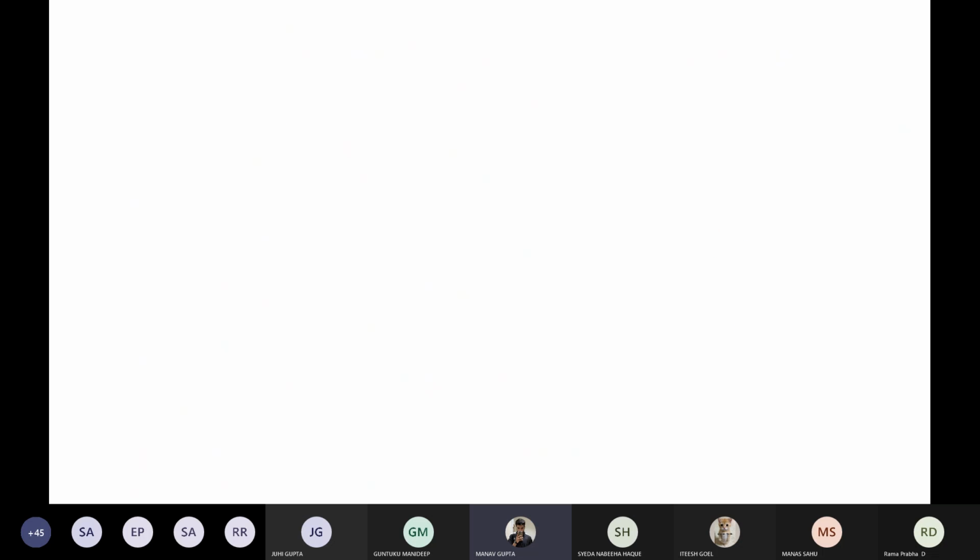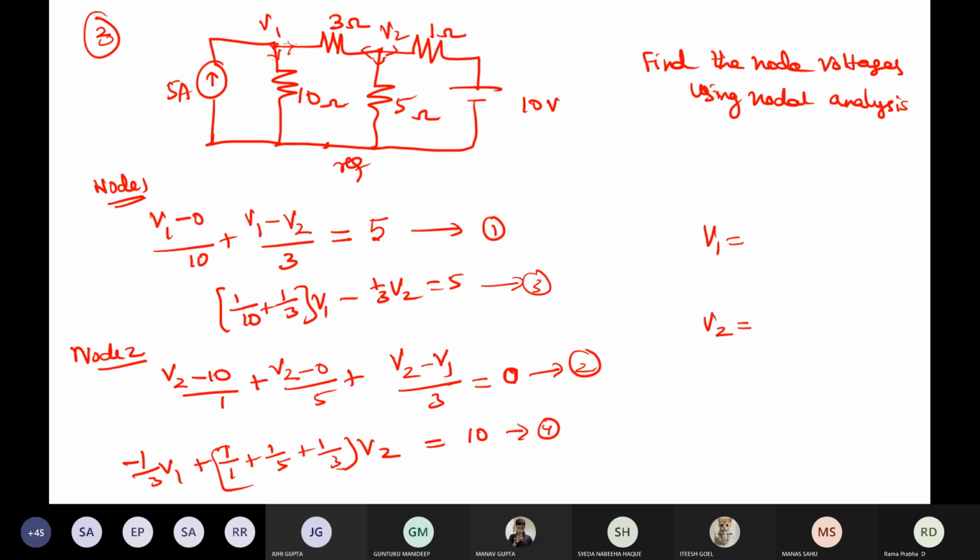Ma'am, where did the 10 come from? The 10 volt. This one, see, minus 10 by 1 is there, no? I'm bringing it to the other side. The 0 is there, so this 10 is coming to this side now.